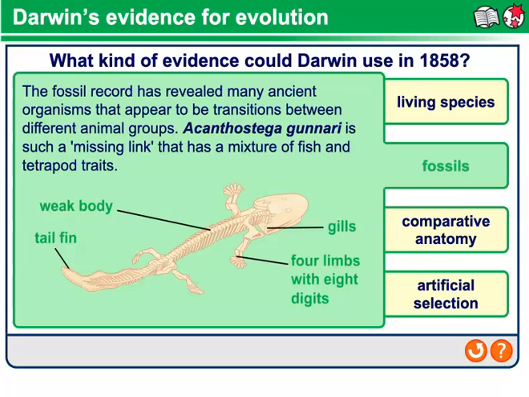Their bodies were very weak in structure. They had a tail fin. They had gills that allowed them to breathe in the water. And they also had 4 limbs with 8 digits. So the thought is that this particular organism was allowed to survive in marshy or aquatic ecosystems where it could also pull itself up onto land.